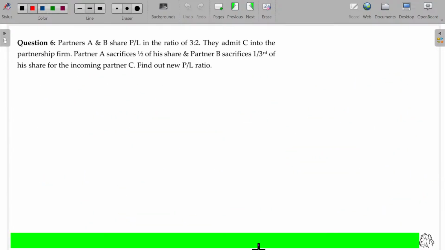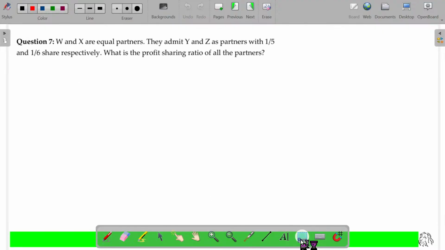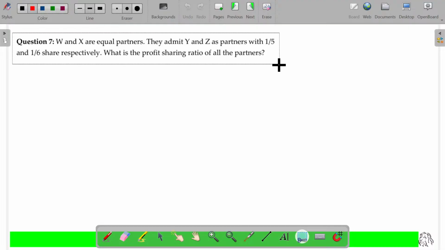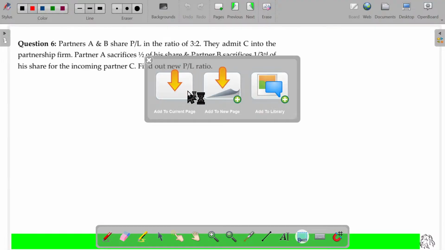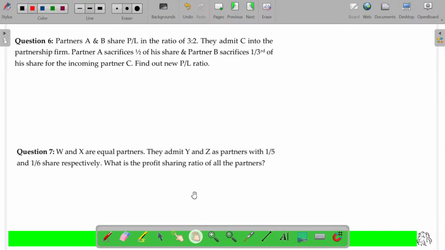Try to solve this yourself. Sixth and seventh, I request you to solve this yourself. Make it faster. Don't refer to the answers.